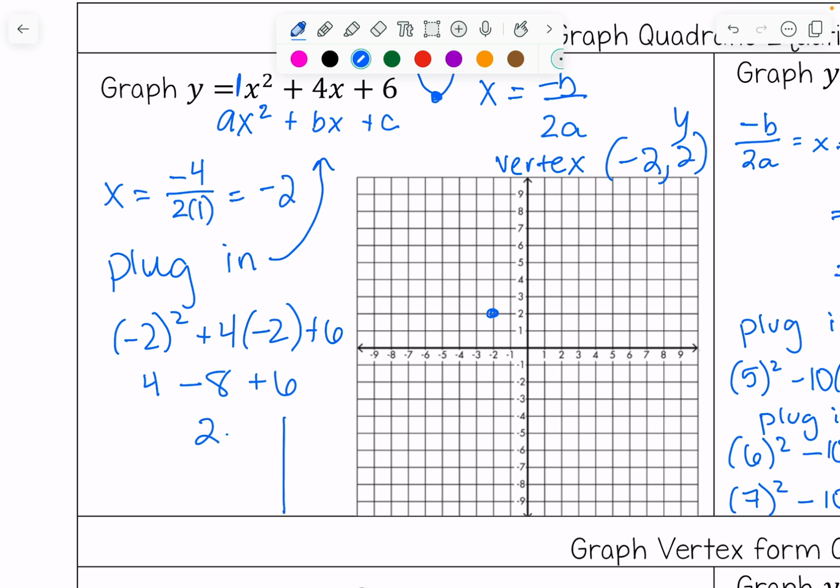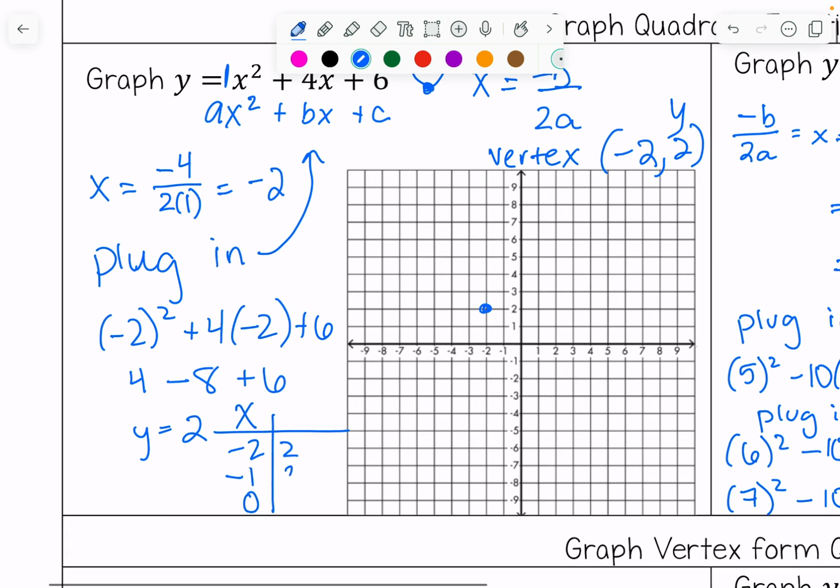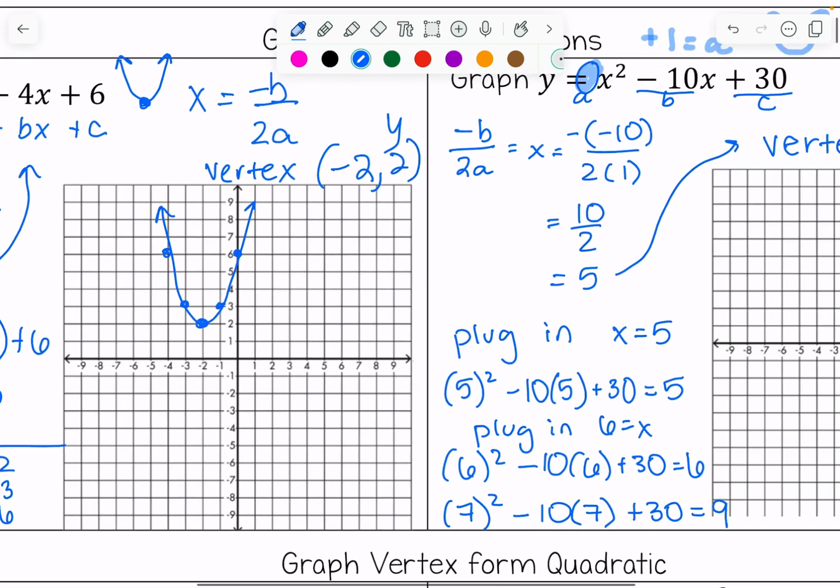Then what I want us to do is a t-table. Since this is our y, we're at negative 2 comma 2. You're going to go negative 1 and 0. Plug those values in for x, plug them back into the top. You should get 3 and then you should get 6. So our quadratic looks like that. And you should see that over here.